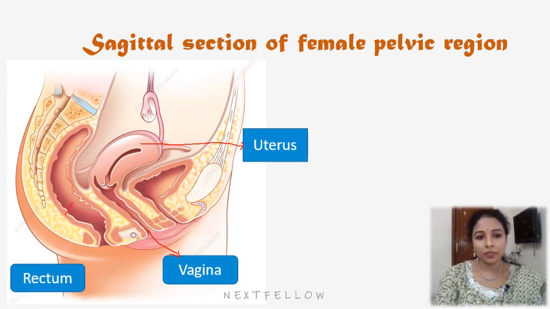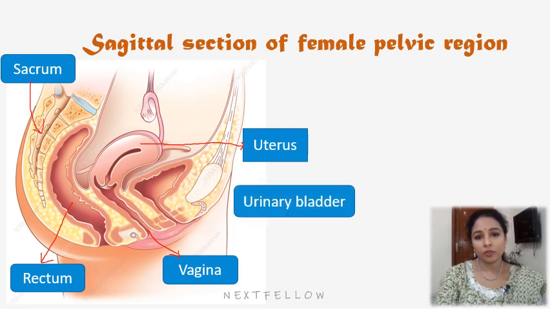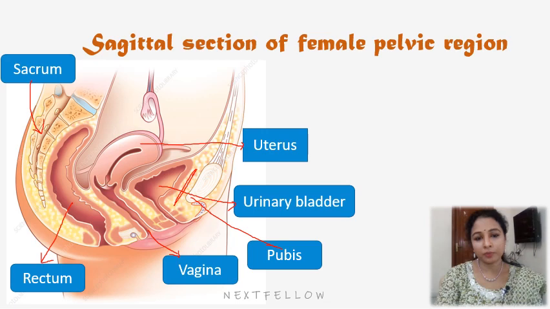And posterior to the uterus and vagina, we can see the rectum and anal canal. And still more posteriorly is the sacrum with coccyx. And anterior to the uterus, we can see the urinary bladder. And anterior to the urinary bladder is pubis. The space between the pubis and the urinary bladder, this area is the retropubic space or space of Retzius.